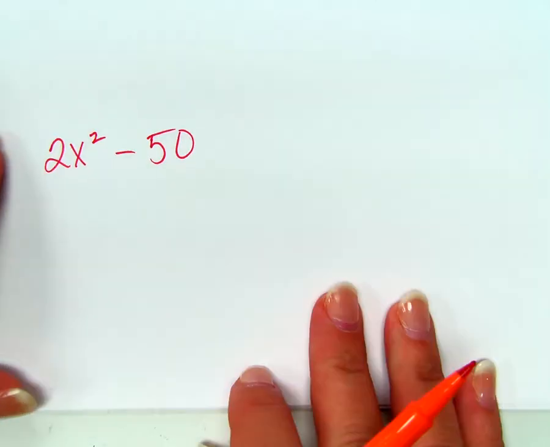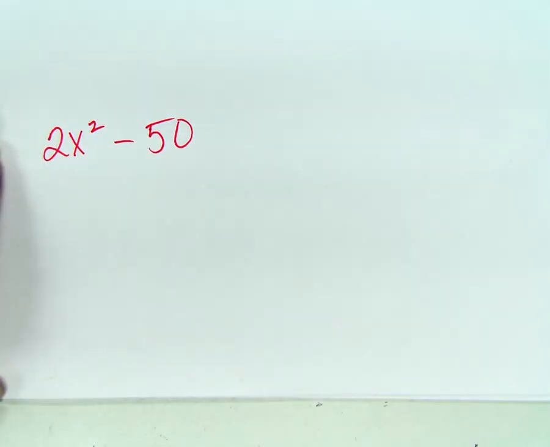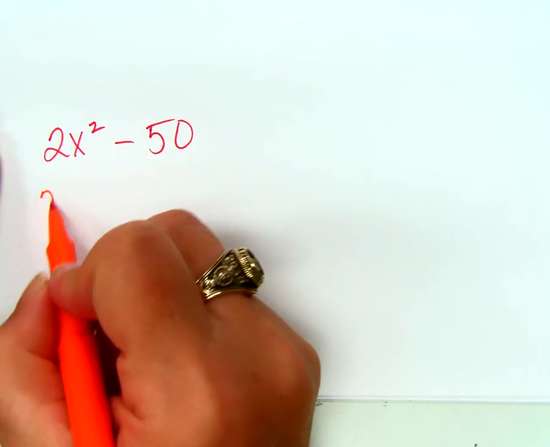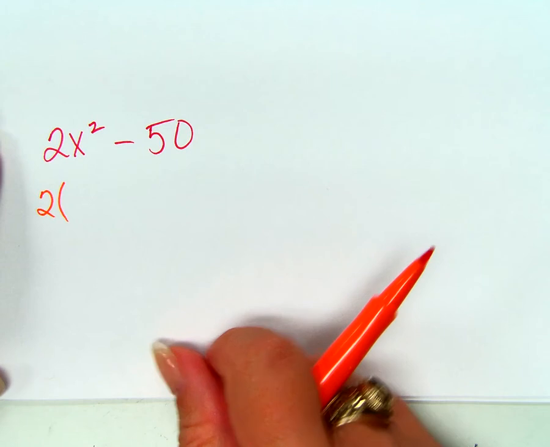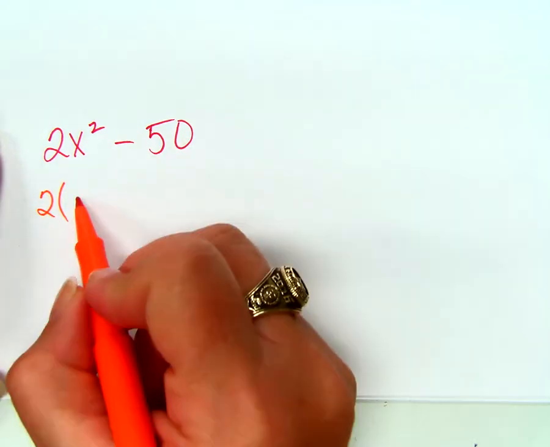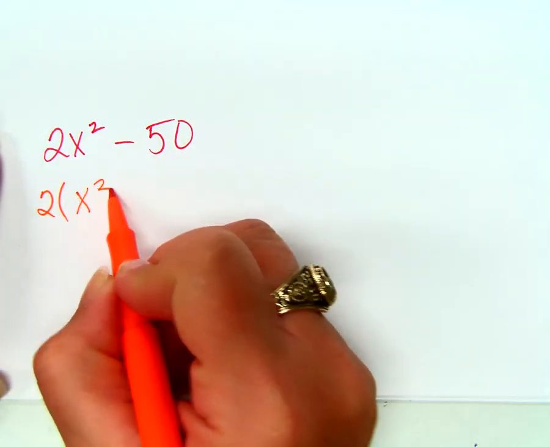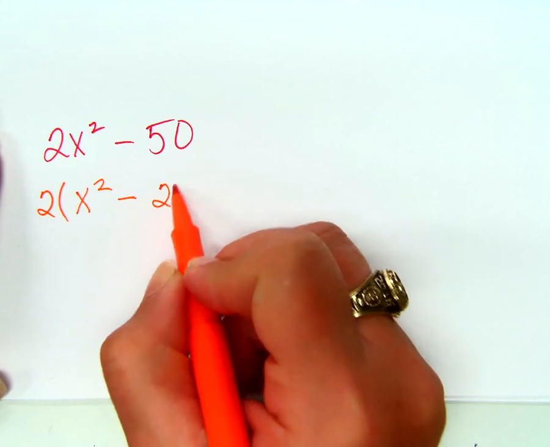Now this one. You know I got to try to trick you, right? Is this the difference of squares? No, it's not. But what do you notice about these two terms? They're both divisible by 2. So what if I factor out a 2 to start with? Like the GCF problems I did a minute ago. What do I have left when I divide each term by 2? X squared minus 25.